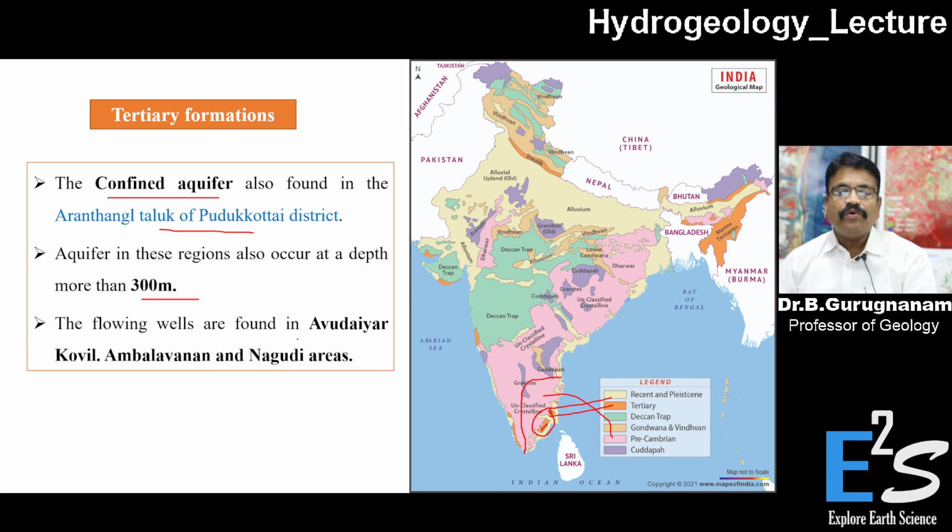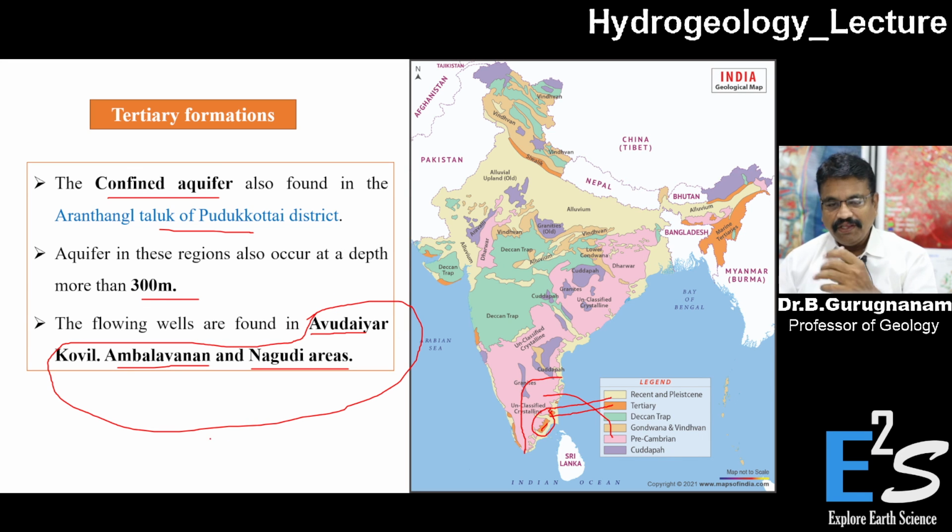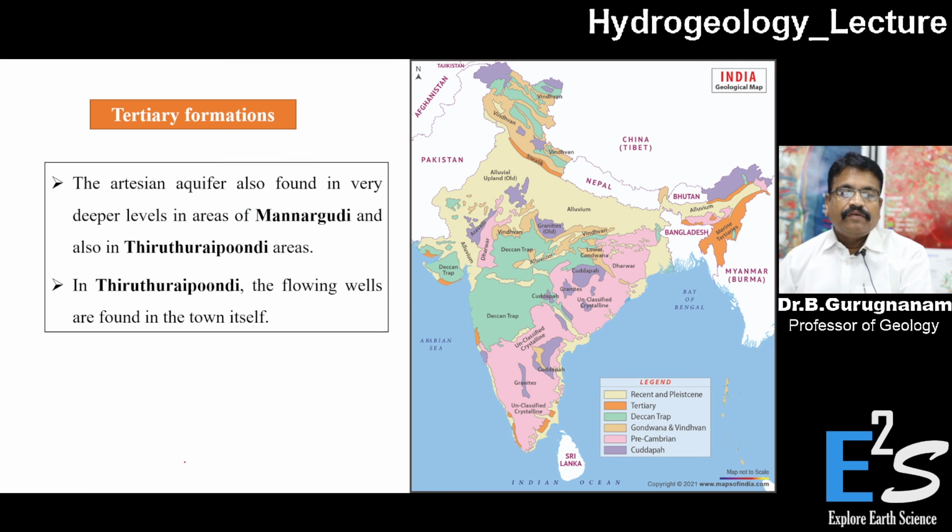The flowing wells are found. Yes, we have noticed them in Avudayarkoil, Ambalavanan, and Nagudi areas. When we took the students to this area, we checked the flowing wells, and we also felt that artesian water lies in this area. The artesian aquifer is also found at very deep levels in areas like Mannargudi and also in Tiruthuraipoondi in Tamil Nadu. In Tiruthuraipoondi, the flowing wells are found in the town itself. Yes, we have noticed this also.